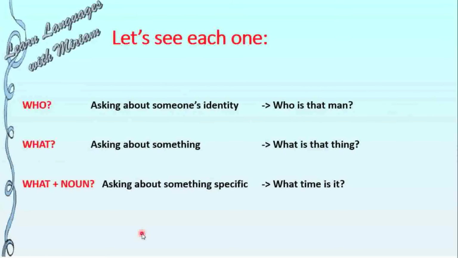Now, let's see each one. We are going to use who for asking about someone's identity. For example, who is that man? We are going to use what for asking about something. For example, what is that thing? What plus pronoun for asking about something specific, because here we are saying something specific. For example, what time is it?